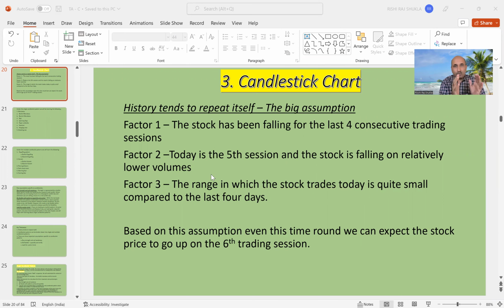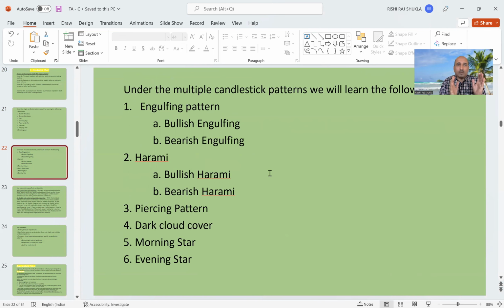In multiple candlestick patterns, we will discuss the engulfing pattern, bullish engulfing and bearish engulfing. Again, the harami pattern comes, bullish harami and bearish harami, which we will discuss in detail. Then we'll discuss the piercing pattern, dark cloud cover, morning star, evening star, different types of patterns. We'll go session by session, do an in-depth analysis, and try to understand the psychology behind the forming of those patterns, those candlesticks, and how we can benefit from this information.